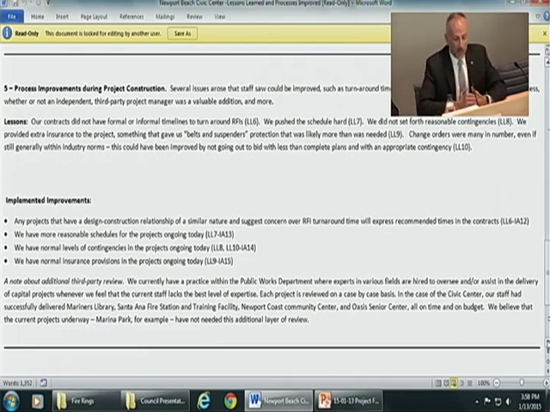But what it did was it made us come back to the council a number of times frequently to say, you know what, we were too optimistic with our contingency. And those came in the form of contract change orders to the council. So in hindsight, I'll tell you what the implementing actions are.